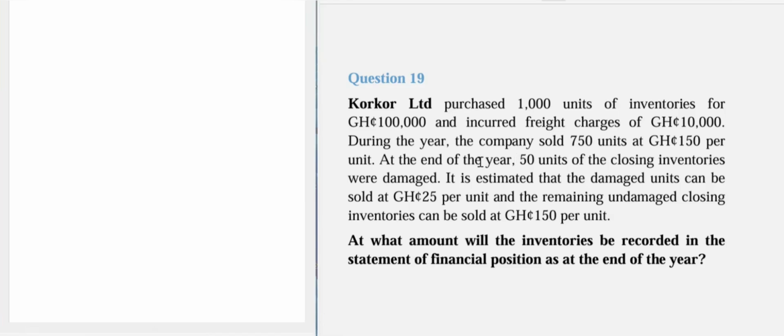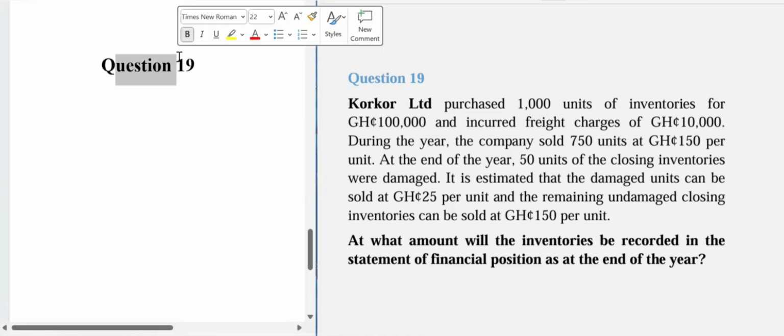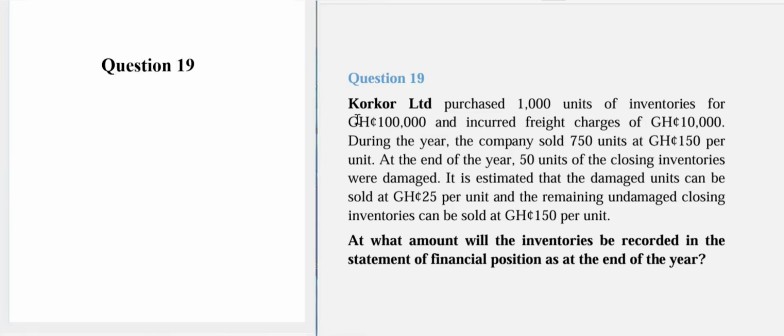Question 19. So let's write question 19. Question 19 says, cocoa purchased... so as we are reading, let's underline key stuff, right?